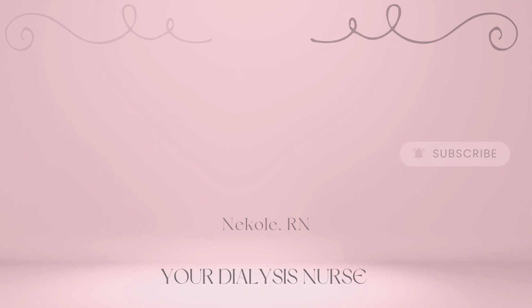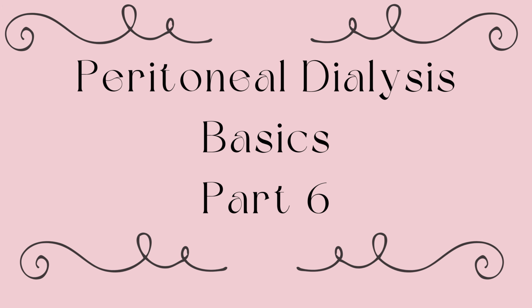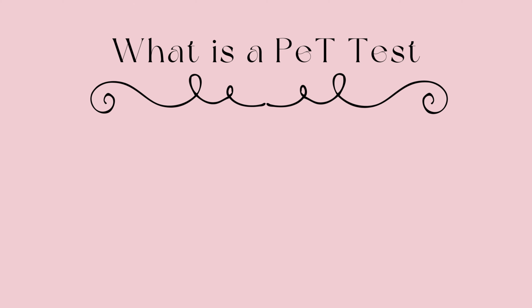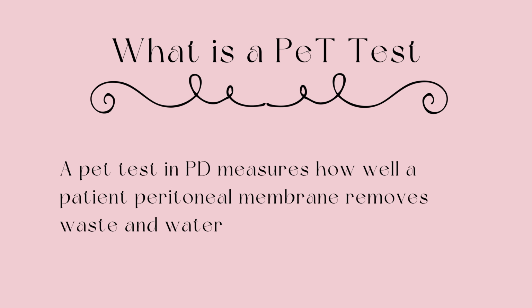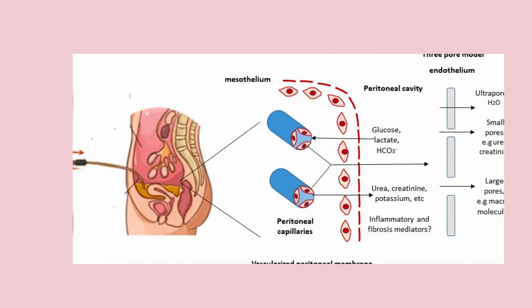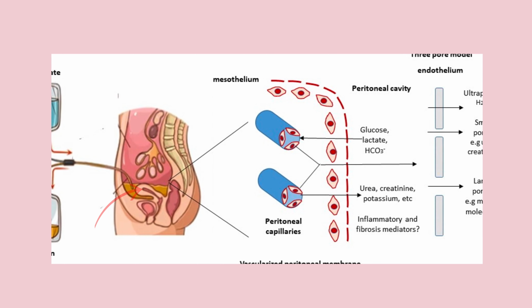Today, we will start on PD Basics Part 6, which is all about PET tests. Let's discuss what a PET test is and what it means in PD. What is a PET test? A PET test in PD measures how well a patient's peritoneal membrane removes waste and water. Remember, PD uses the lining of your belly to perform dialysis.